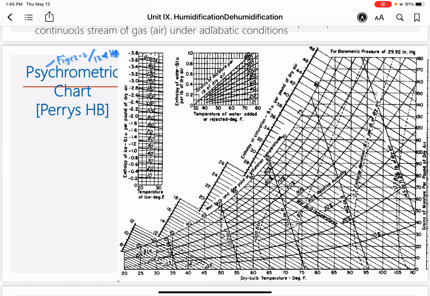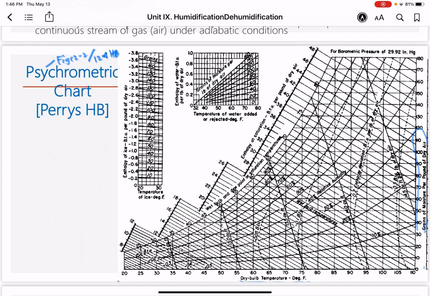This temperature here is your dry bulb temperature. I think it is given in degrees Fahrenheit, but some psychrometric charts are also in degrees Celsius, only in SI unit. Okay. The one on this side is your grams of moisture per pound of dry air, or we call it the ratio or humidity ratio. It's the amount of moisture per pound of dry air.